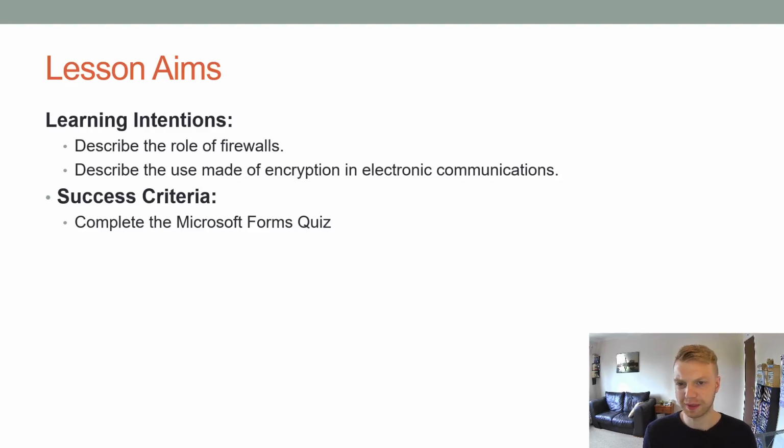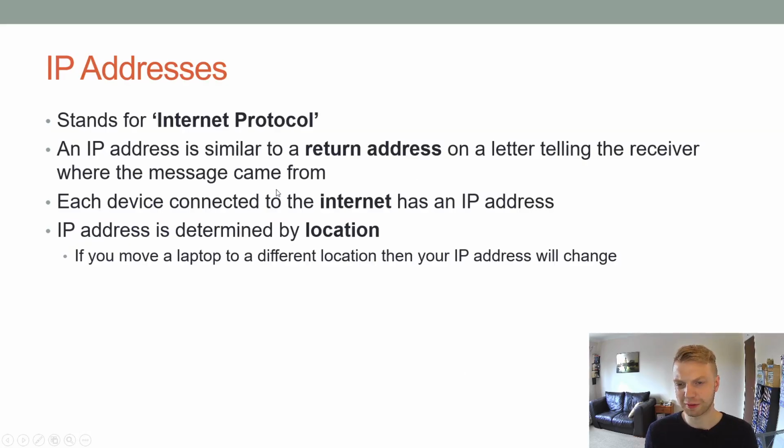Right, today we're going to be looking at security precautions, specifically firewalls and encryption. I'm going to start with firewalls, but before we get to that, we're going to do a little bit of background information on what an IP address is, because it does come up with firewalls. It stands for Internet Protocol, and think of it like a return address on a letter. So you send a letter to someone and you say where it came from.